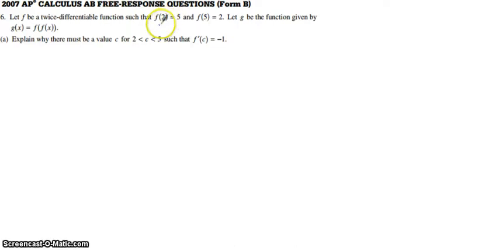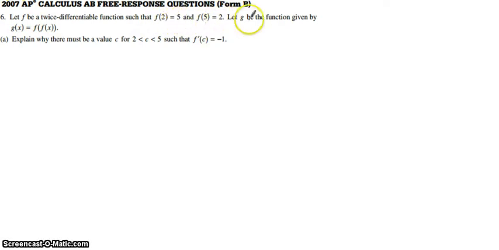Okay, here we'll take a look at 2007 AP Calculus AB free response question, Form B of the exam, problem number 6. This is a non-calculator question, and they start by telling you that you have a twice differentiable function, meaning that f has two derivatives that exist everywhere, and they tell you that f of 2 is 5 and f of 5 is 2.